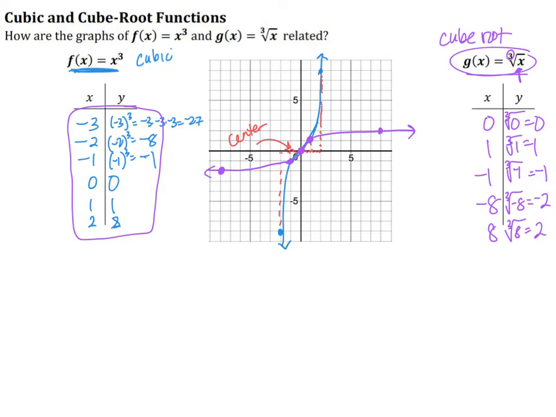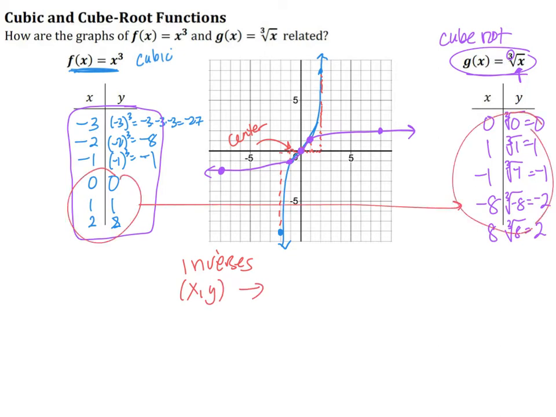So again, these are inverses of each other. Why? Because their x and y coordinates from f of x switched to their opposite and became y comma x. The other thing you might recall about inverses is they're reflective, graphically, they're reflective over the y equals x line, right? And if you folded your paper down that green dotted line, the purple and the blue graphs would line up on top of each other.